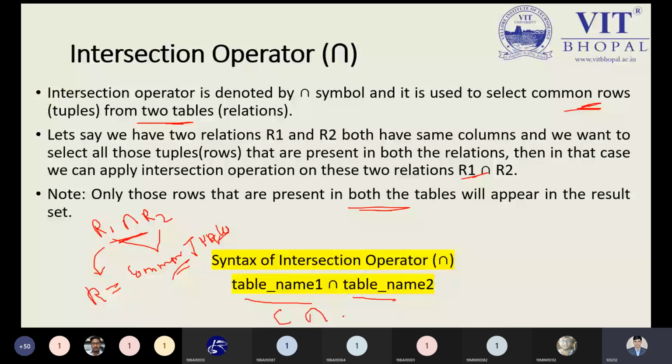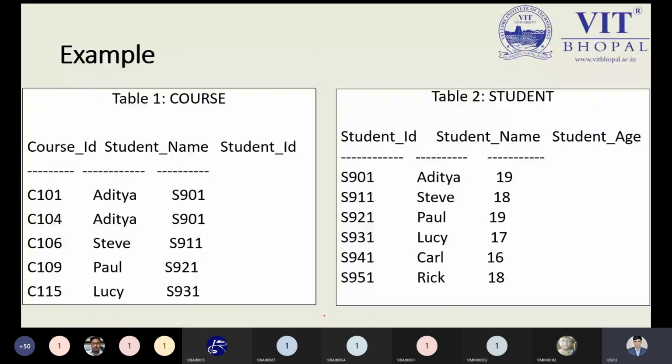So here we have the same example, the course relation and student relation. Now what would be the output? Again we have the same thing. Student ID will be the common attribute on which we will select. Okay, good. Now tell me what would be the answer? Sir, we will take the common IDs.